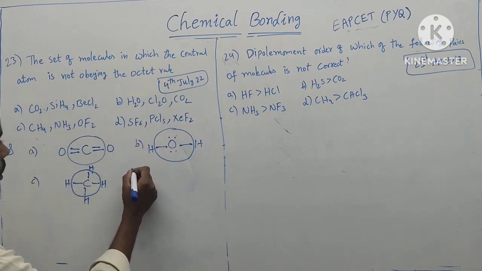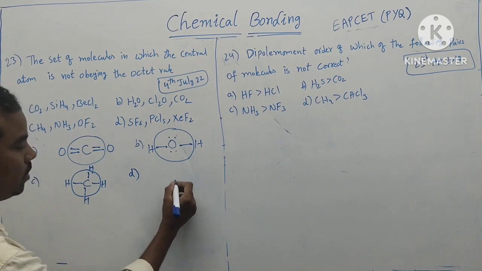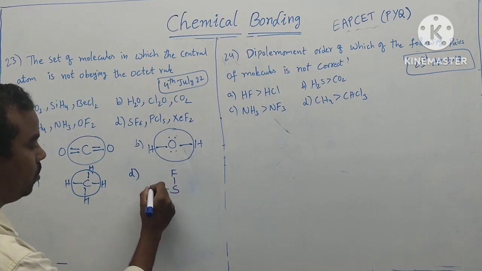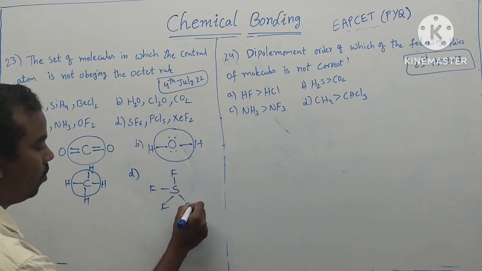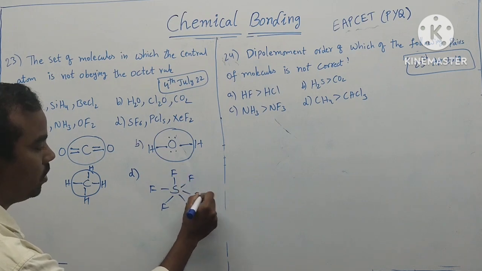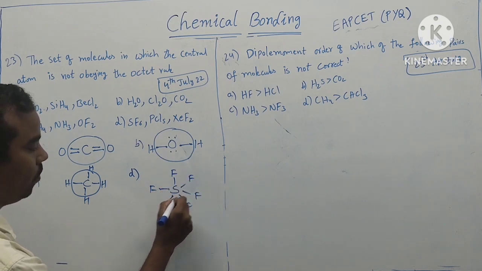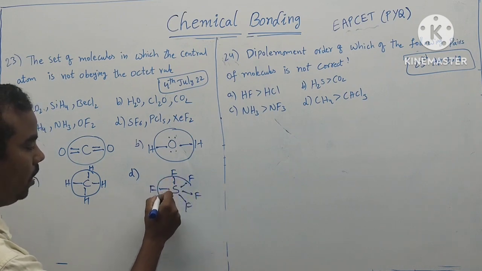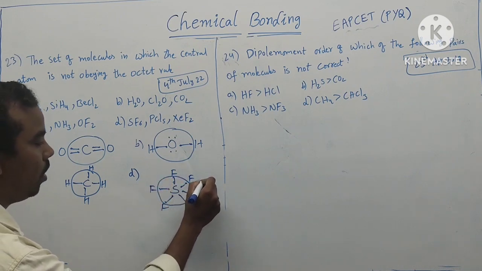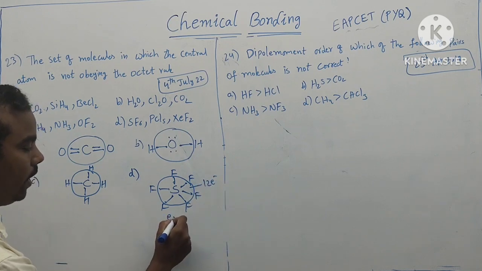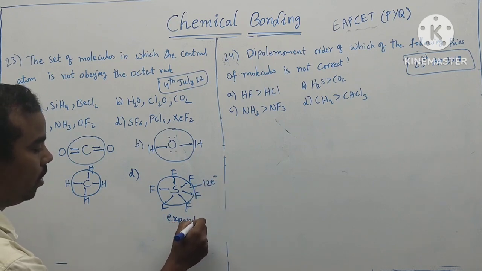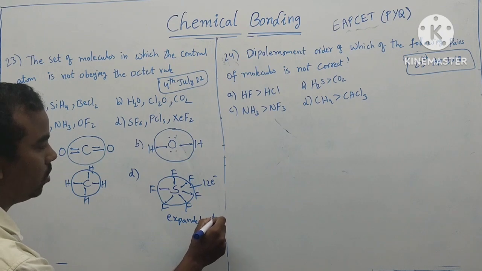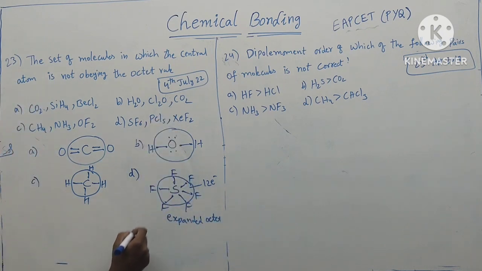If you check option D, SF6: 1, 2, 3, 4, 5, 6, then 1, 2, 3, 4, 5, 6, 7, 8, 9, 10, 11, 12. So the central atom has 12 electrons. So it is an expanded octet.